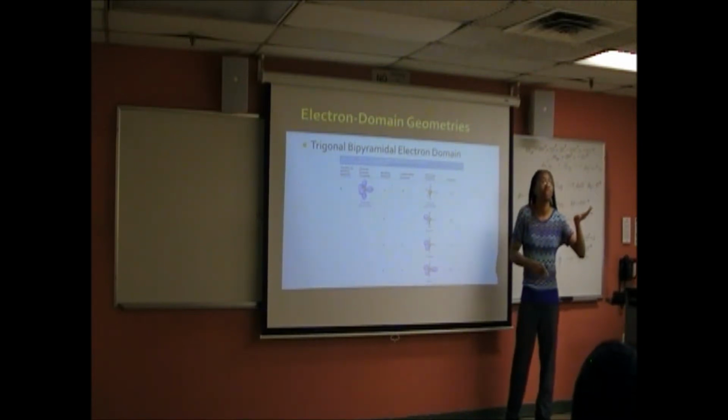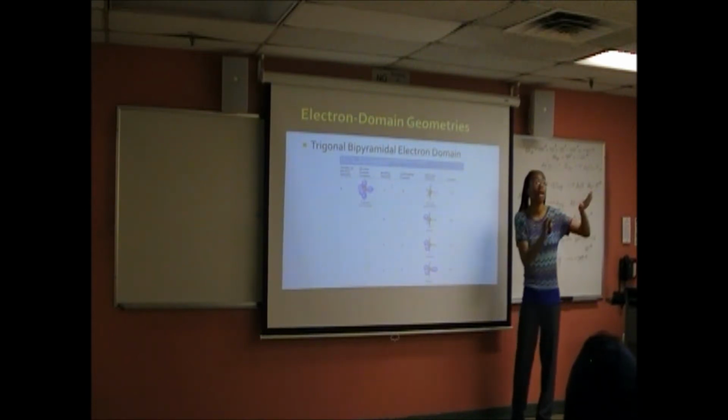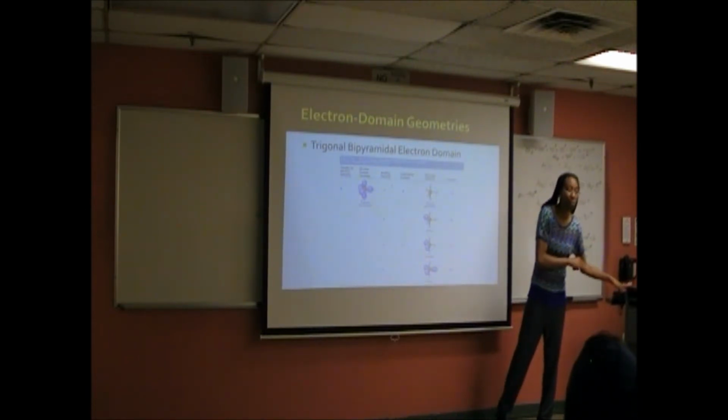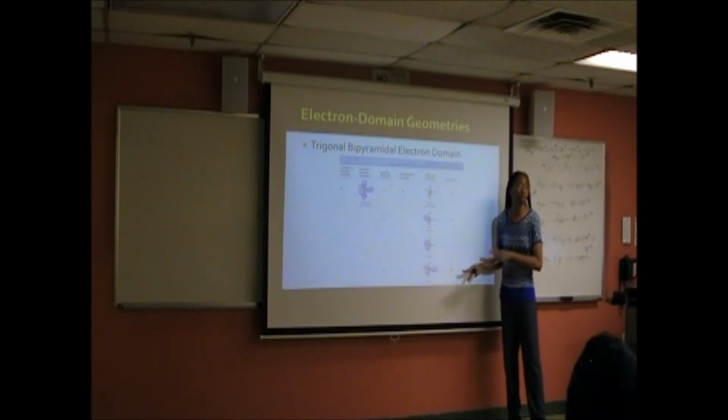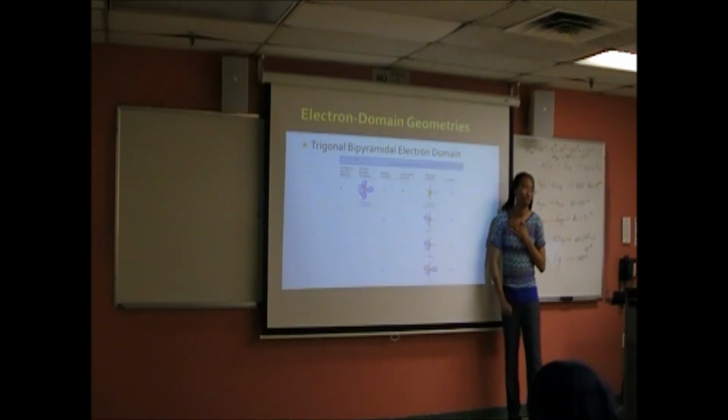Now, how do we distinguish between linear for trigonal bipyramidal and the linear family itself? The number of lone pairs. In the linear family, there are no lone pairs. But the trigonal bipyramidal family that has linear as a member has 3 lone pairs.